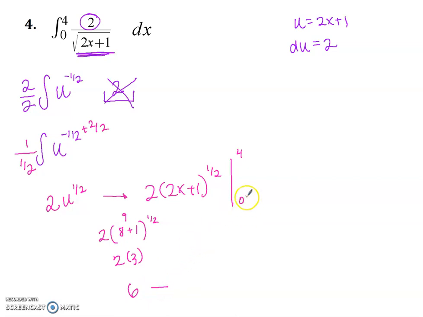Then I'm going to subtract whatever I get when I plug in 0. So that's 2 times 0 is 0, 0 plus 1 is 1, to the 1/2. The square root of 1 is 1. So that's 2 times 1, which is 2. And then 6 minus 2 is going to give us 4 for our final answer.